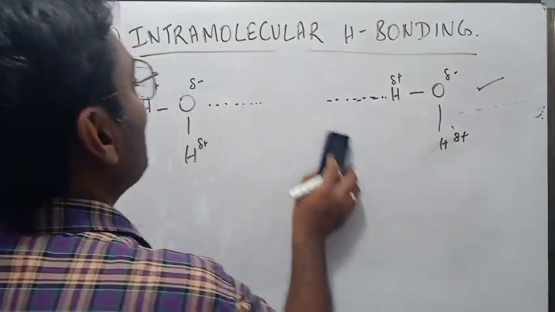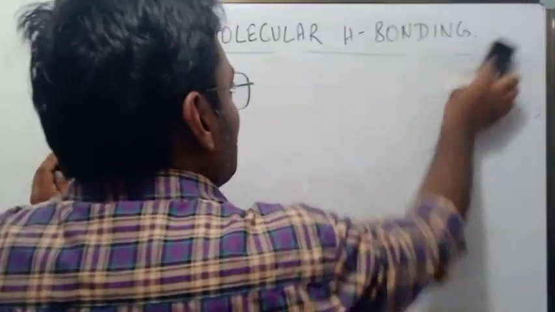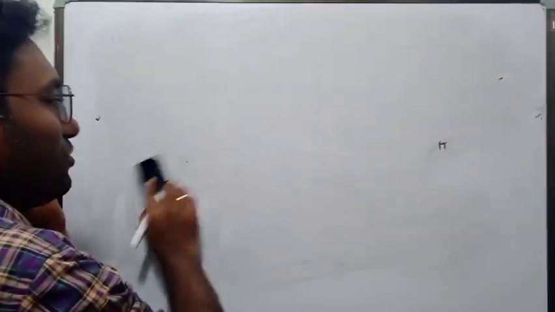Dear students, that ends hydrogen bonding. We have seen hydrogen bonding is a kind of electrostatic force of attraction. It's not a bond, and electrostatic forces of attraction are very weak, but they have a big influence on physical properties, especially boiling point as well as solubility.